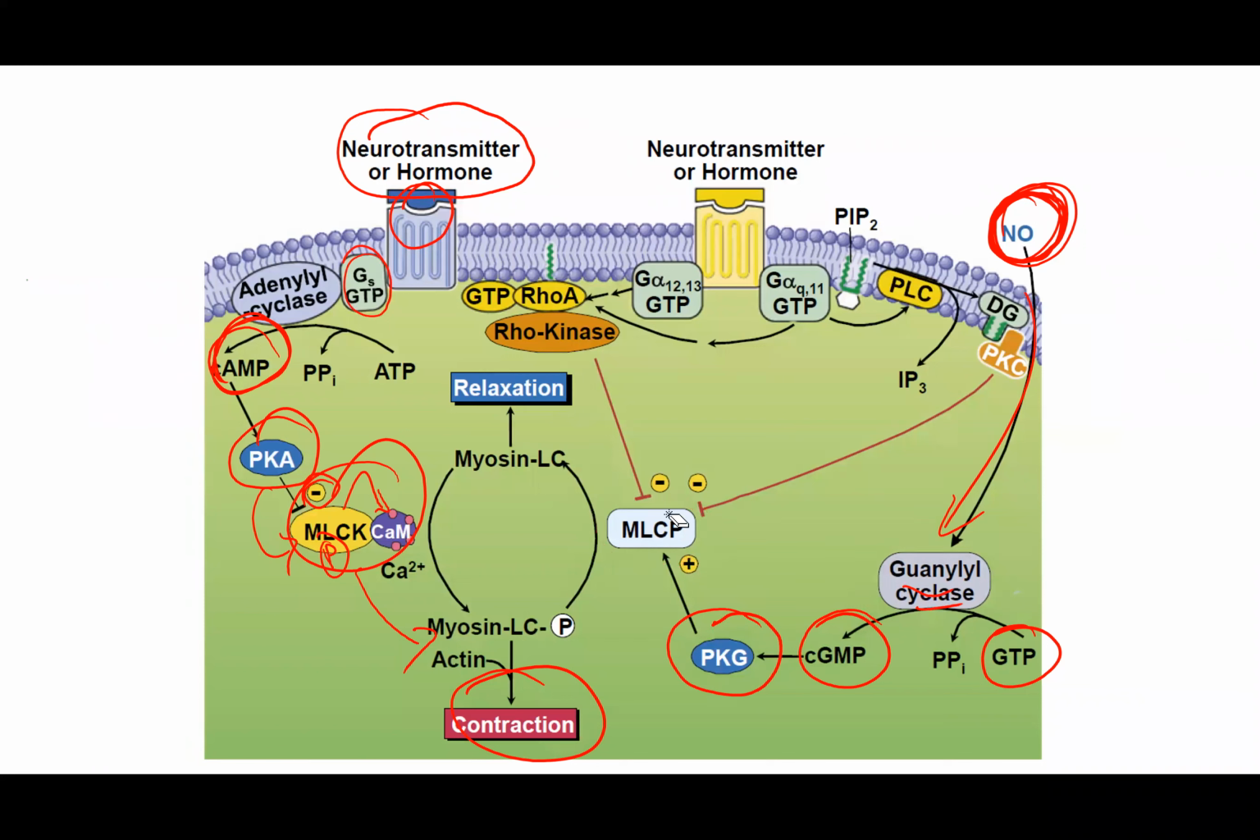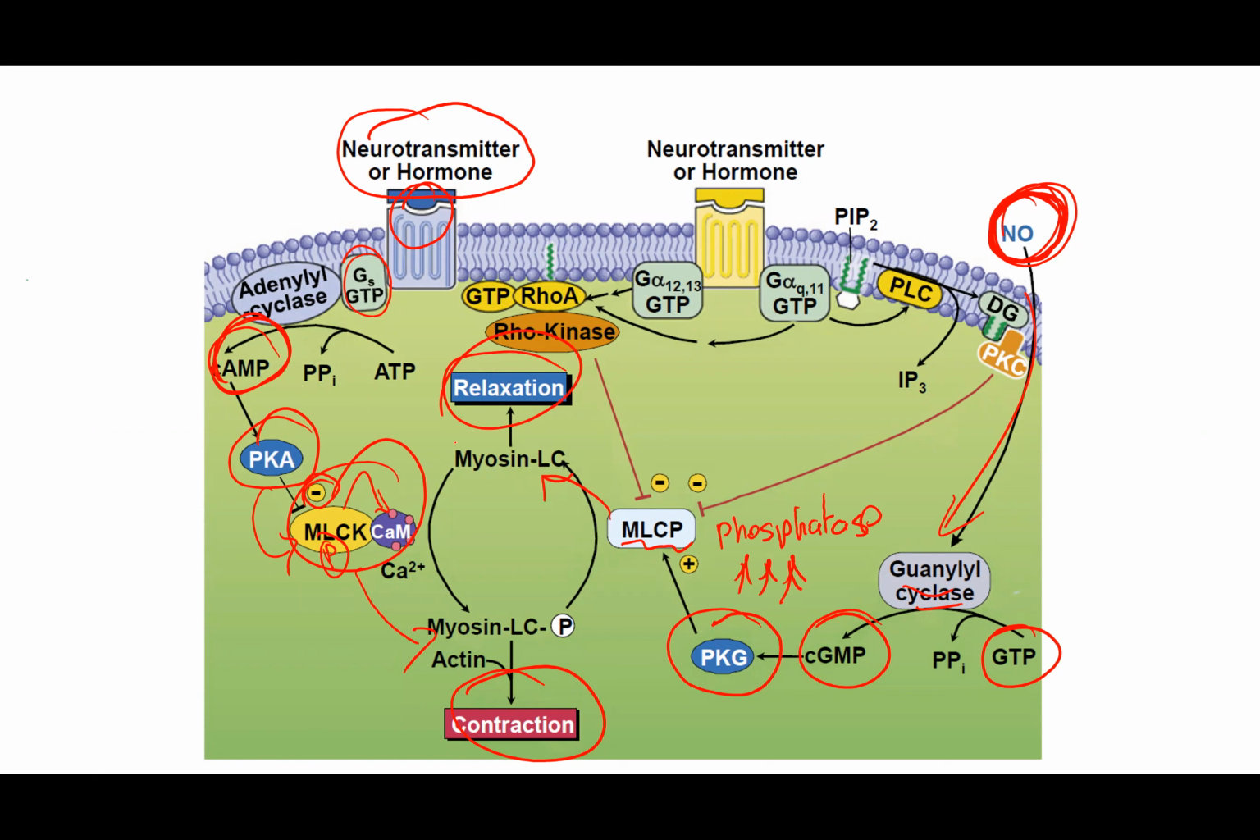When this enzyme is phosphorylated, the phosphatase, if you remember, becomes more active. It becomes much stronger and active. It increases its activity. When this is increased, it'll turn off the myosin light chain quicker, and it causes relaxation.